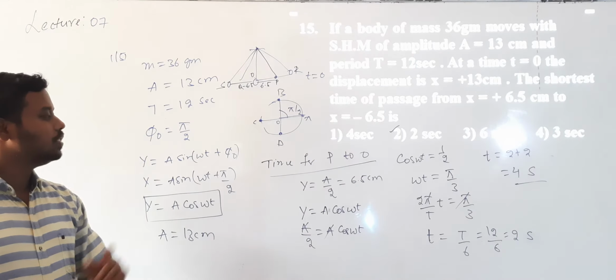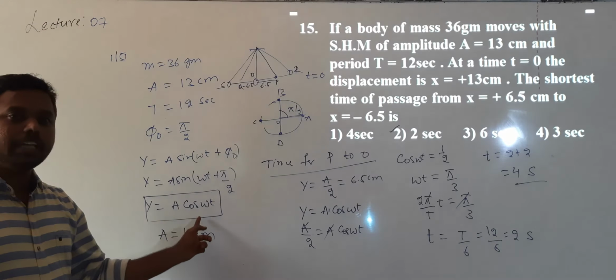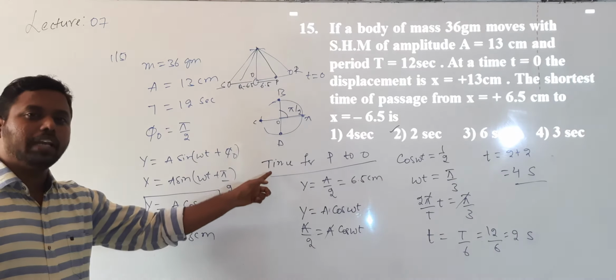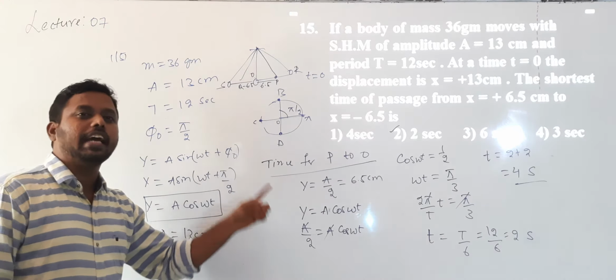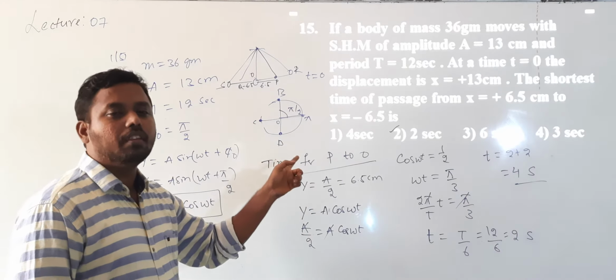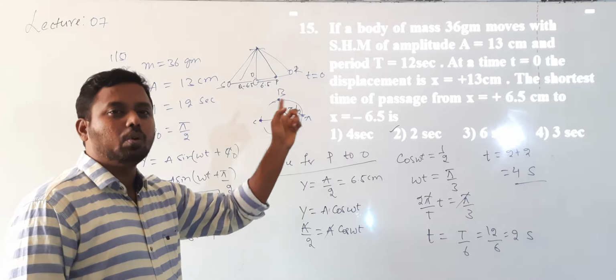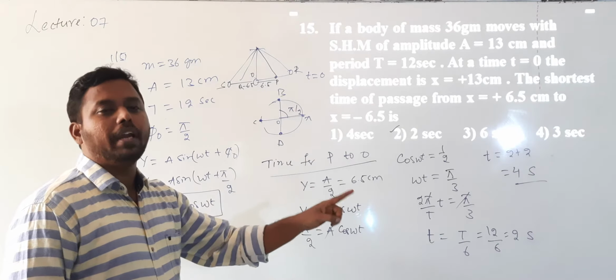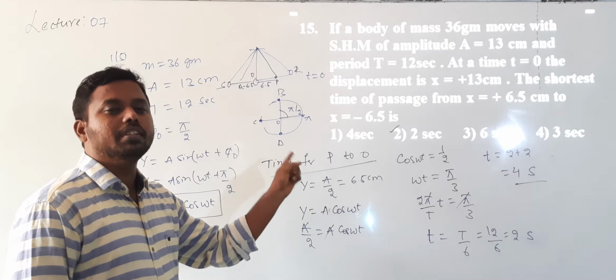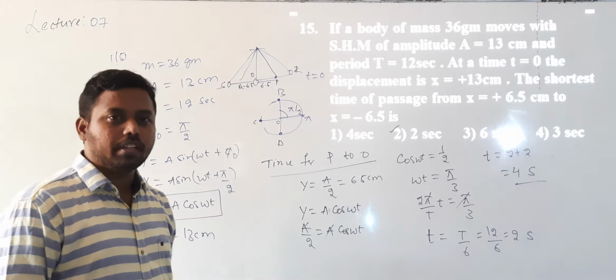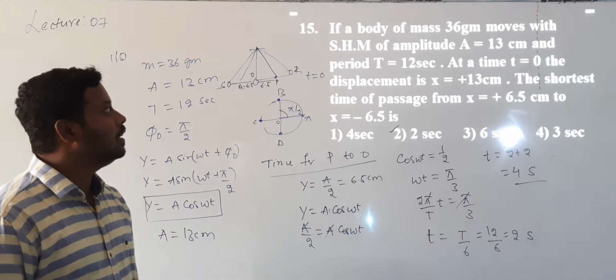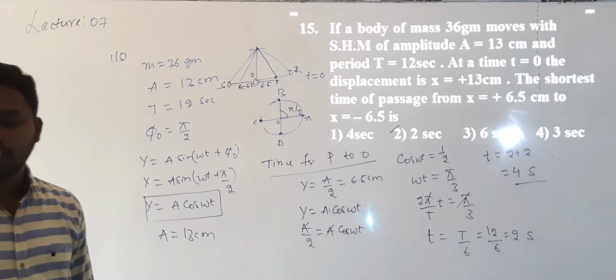Clear? So first I wrote the displacement equation. Like yesterday, when we did many numericals, how to calculate the time taken to go from P to O. Similarly I can calculate the time taken from O to Q. Then the total time taken is P to O plus O to Q, which is 2 plus 2, which is 4 seconds. Question clear? So this is question number 15.